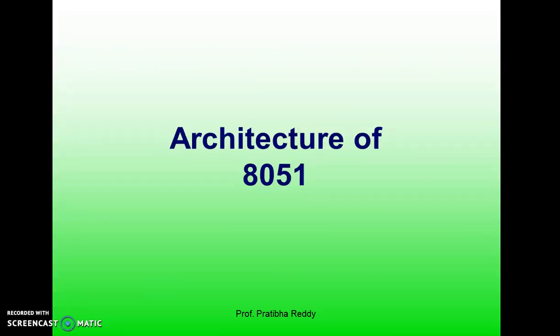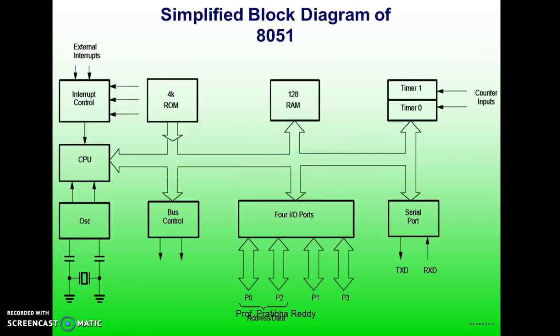Let us discuss the architecture of the 8051 microcontroller. Before that, a brief history of the 8051 microcontroller. In 1981, Intel Corporation introduced an 8-bit microcontroller called 8051. It had 128 bytes of RAM, 4K bytes of on-chip ROM, 2 timers, 1 serial port and 4 ports, each 8 bits wide, all on a single chip. At the time, it was also referred to as a system on a chip.